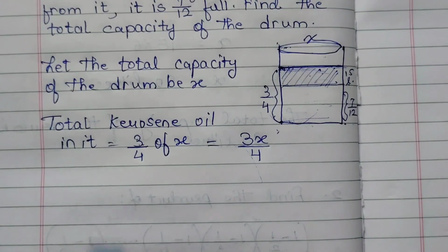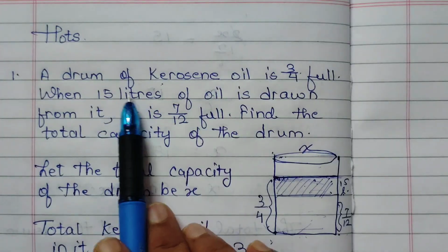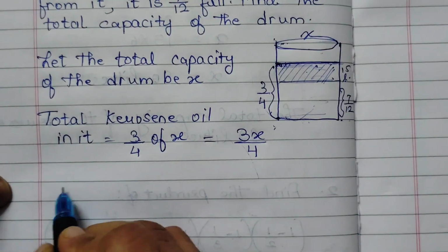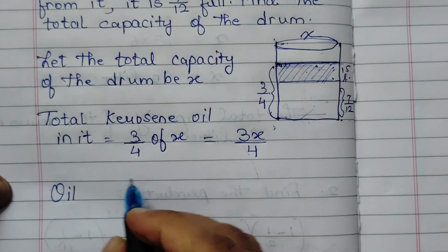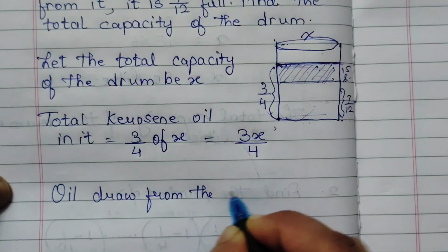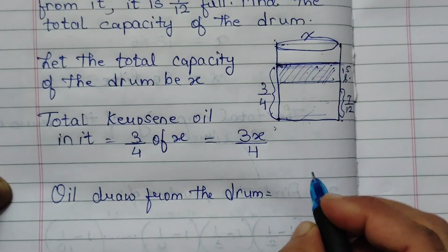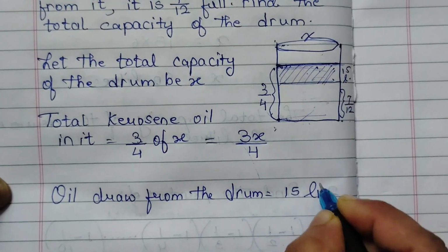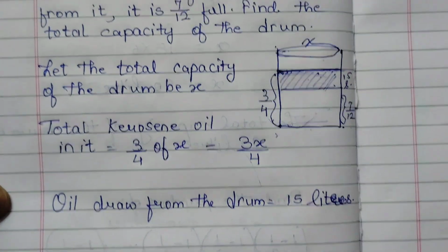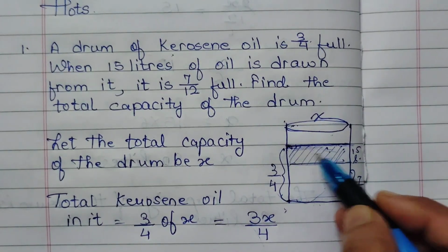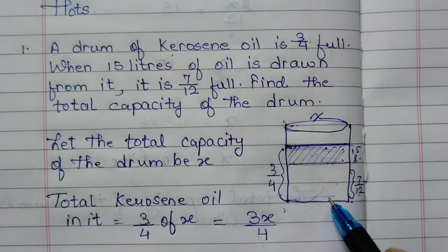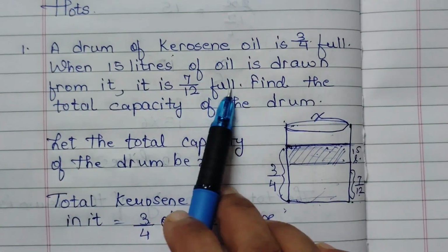Okay, next they have told, when 15 liters of oil is drawn from it. So next statement we will write, oil drawn from the drum. How much oil did they draw from the drum? 15 liters. Next statement: after removing this 15 liters, what remains is 7/12 full.